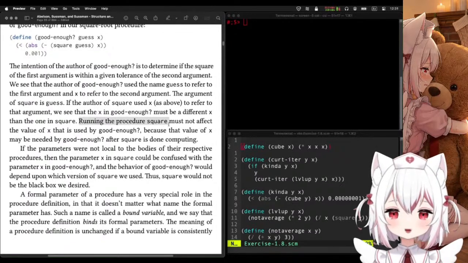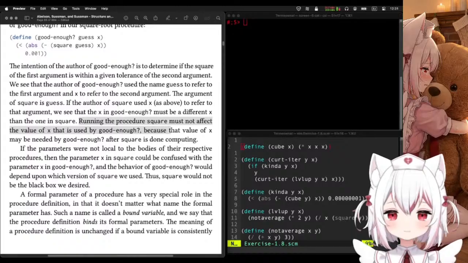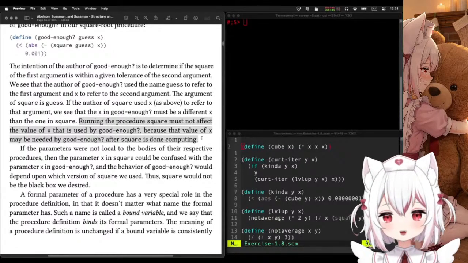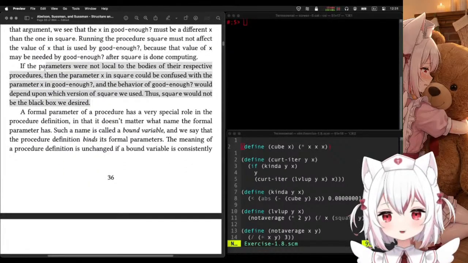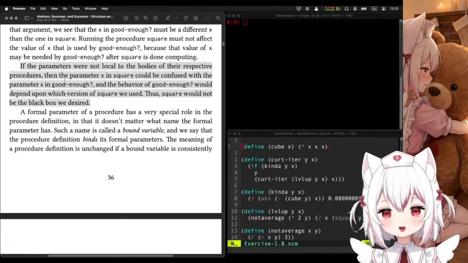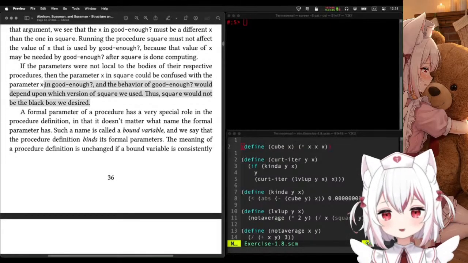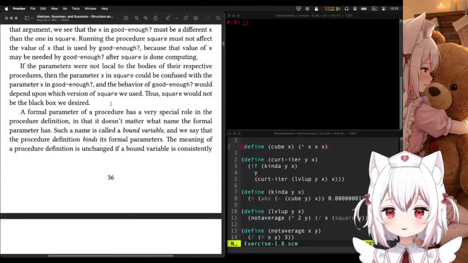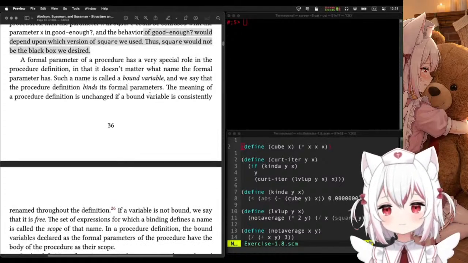Running the procedure square must not affect the value of x that is used by good enough, because that value of x may be needed by good enough after square is done computing. If the parameters were not local to the bodies of the respective procedures, then the parameter x in square could be confused with the parameter x in good enough, and the behavior of good enough would depend upon which version of square was used. The square would not be the black box we desired.